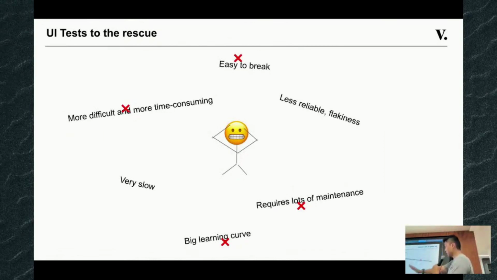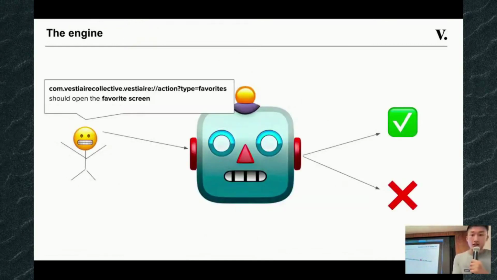We have a lot of pain points that have been removed. The big learning curve, no, because iOS engineers do not have to learn UI test. It does not require a lot of maintenance because the engine itself will only assert the view, not the buttons, the labels, etc. Those buttons and labels are very subject to change, which will require maintenance. Here we are only going to assert the view displayed, so it's not easy to break and not difficult and not more time consuming because, as you have seen, it's pretty straightforward to add the new tests.